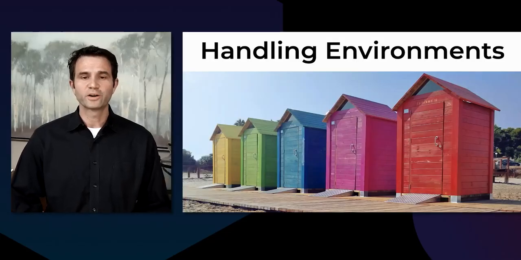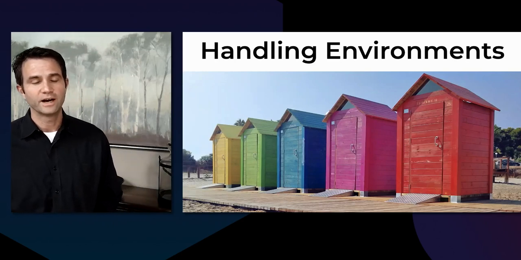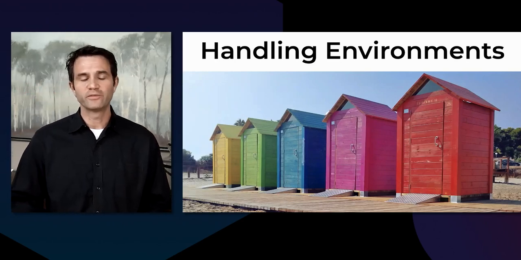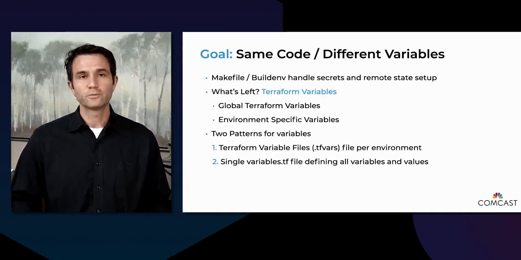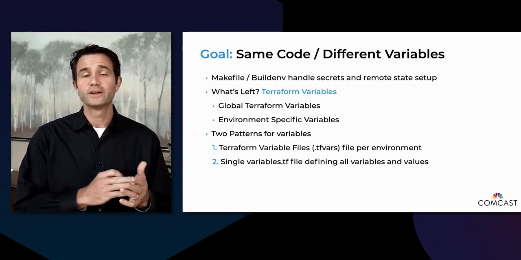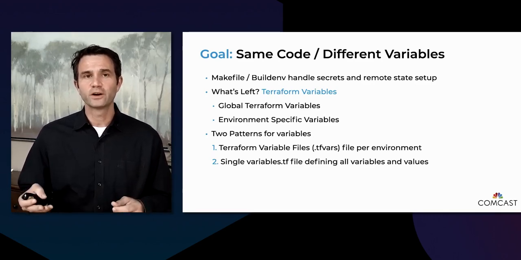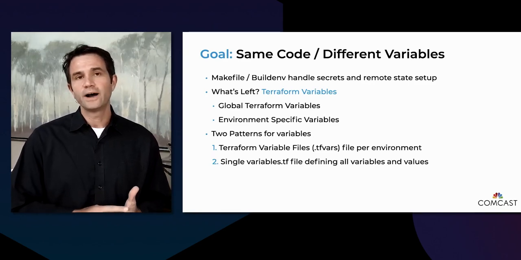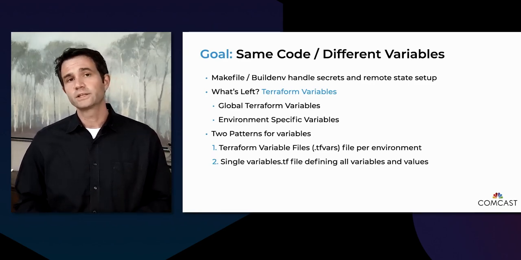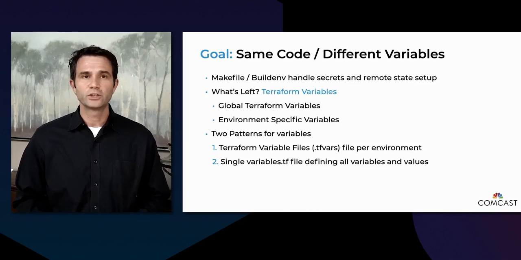The next pattern we want to talk about is handling environments. Obviously, you don't just have one environment. How do we keep things straight across all of them? So obviously, this is infrastructure as code, so ideally we're going to keep using that same code with different variables to configure our environments consistently. So we've already been through how we use the makefile and build env to handle secrets and set up remote states. So what's left after you do that?